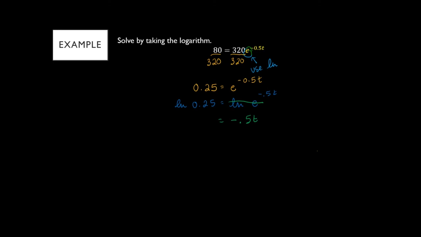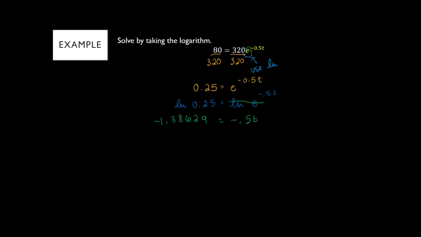And then on the left, if we want to avoid potential errors with parentheses and stuff like that, we're going to want to just take the natural log of 0.25 immediately, just to avoid possible errors. And we'll round to 5 decimal places. Negative 1.38629. Okay.